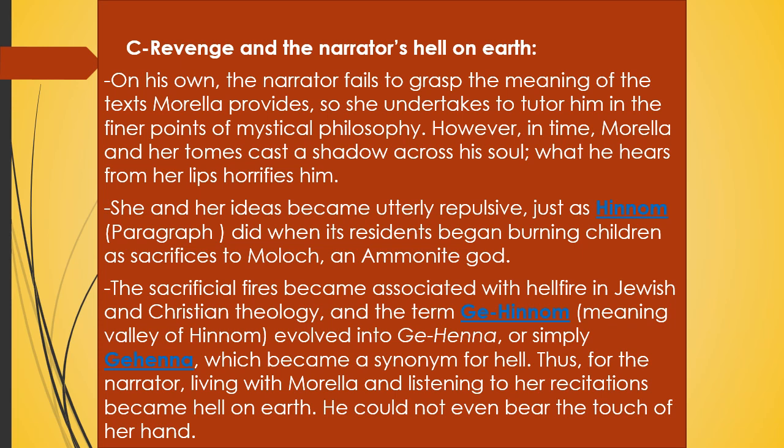With this background, we can understand what the narrator meant by saying the most beautiful became the most hideous, as Hinnon became Gehinna. The narrator is describing his psychological state, his transformation from feeling good and great with his wife to living in a state of suffering and hell, as that beautiful valley became a location of hell, suffering, and pain. It also means the narrator looks like a child who was sacrificed to Moloch, and in this way, by being submissive to Morella, the narrator was sacrificed to the will of Morella.